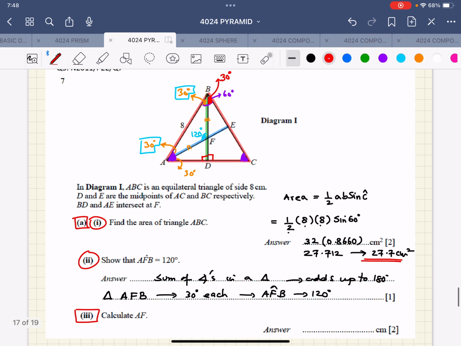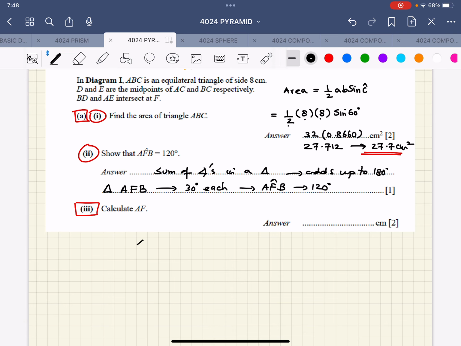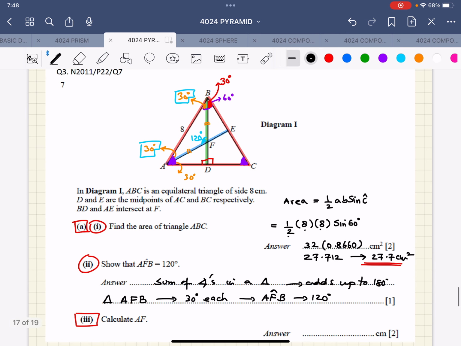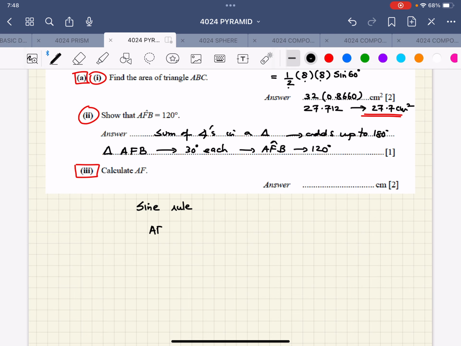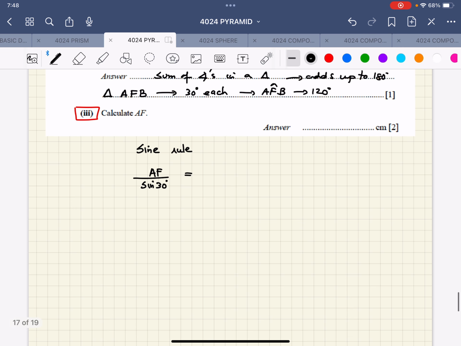What is AF? So A till F is this much. That is A till F. And BF will exactly be the same. Now we have 8 in front of 120. We have 30 in front of AF. So basically I'll use sine rule. So if I use sine rule, I'll write AF and 30 degrees. So AF divided by sine of 30 degrees, that is the same thing as how much? 8 divided by sine of 120.